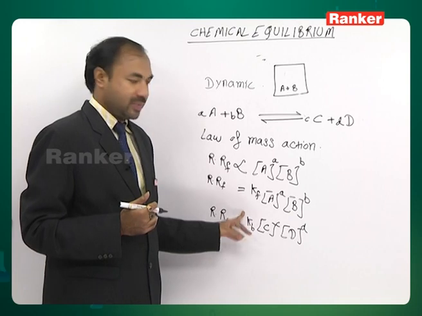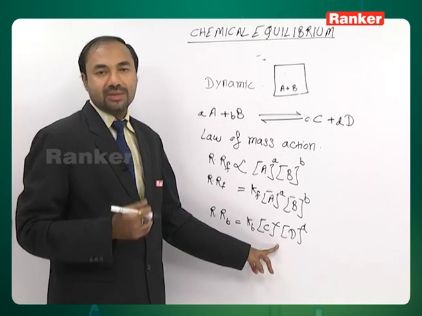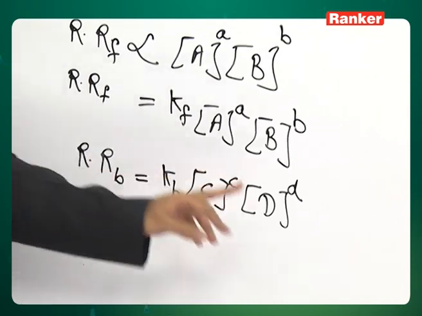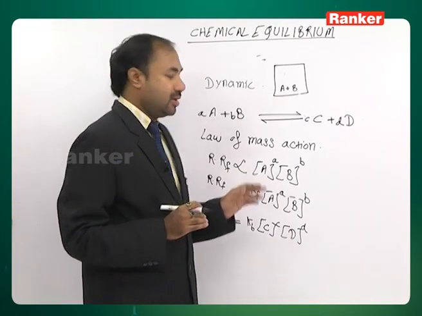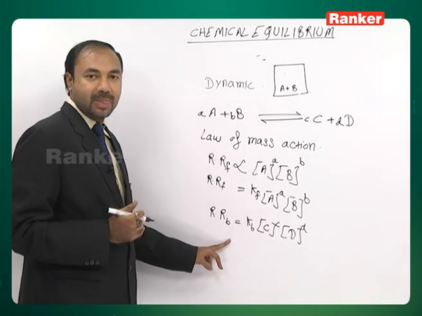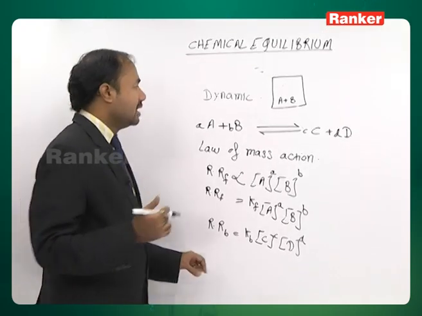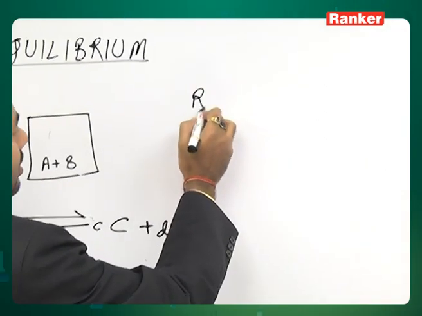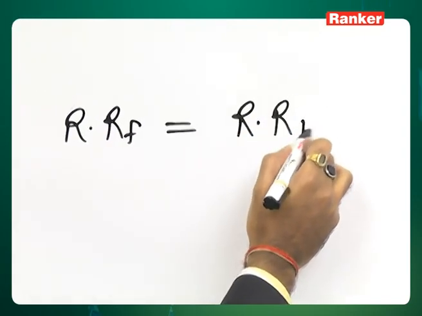As time passes, concentration of A and B decreases while the concentration of C and D increases. As a result, rate of forward reaction keeps on decreasing slowly, while rate of backward reaction slowly keeps on increasing. At one moment, rate of forward reaction becomes exactly equal to rate of backward reaction. This point in the system is known as the equilibrium point. At equilibrium we get rate of forward reaction equal to rate of backward reaction.